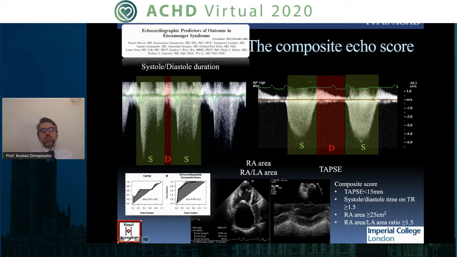Other markers that you can use, of course, is echocardiography, and this is a paper from Circulation published a few years ago by our group, showing that this composite echo score that puts together various parameters, mainly of right ventricular dysfunction, is a strong predictor of outcome. This composite score contains TAPSE, but also contains this systolic-diastolic ratio, which you can see is mainly about filling time in diastole, which is more impaired in patients with RV dysfunction than in those with good RV function. And of course, right atrial size.